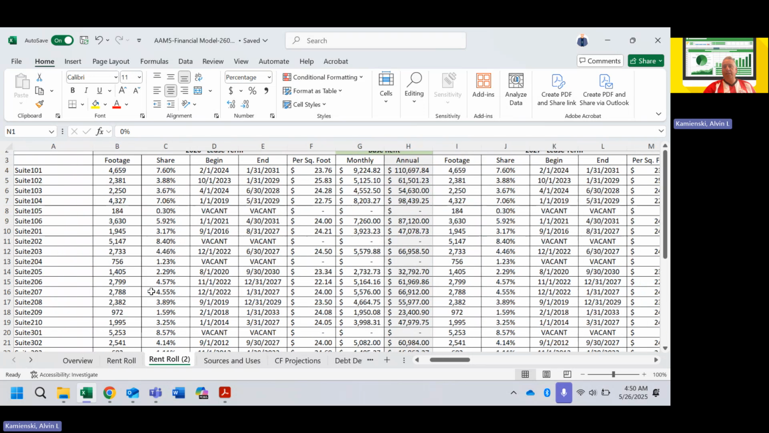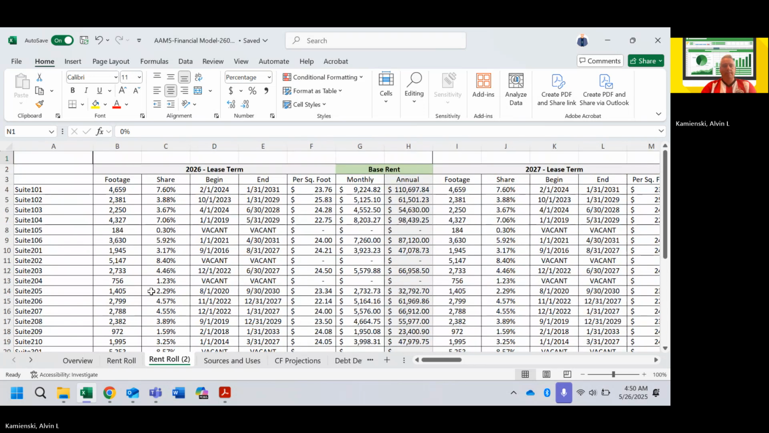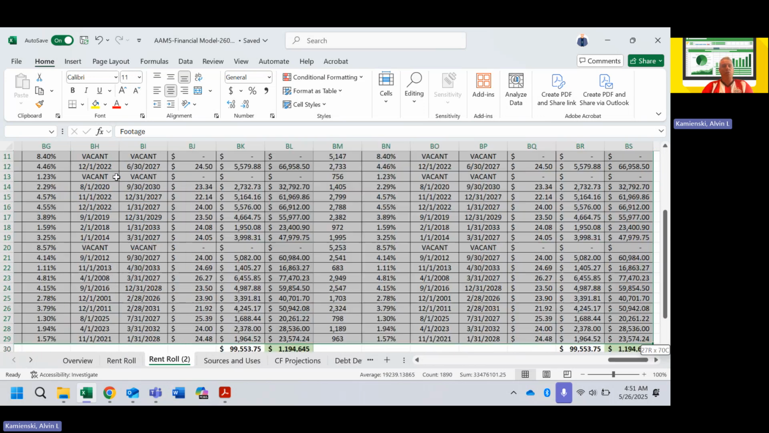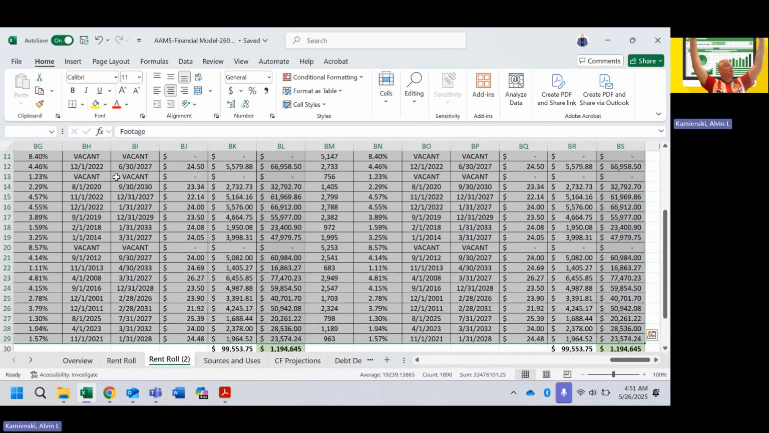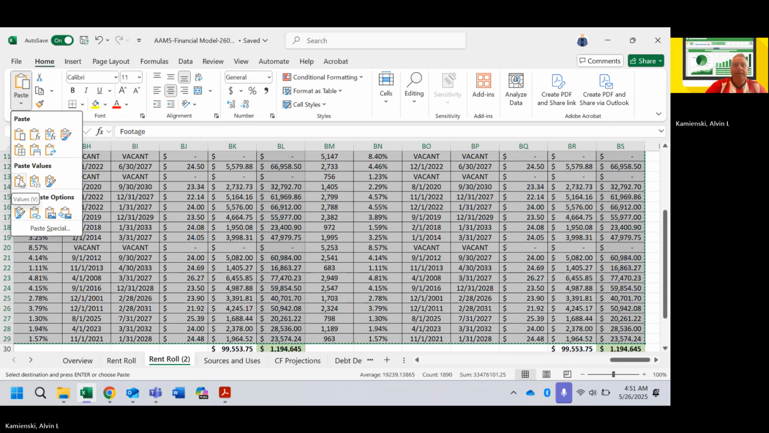All right, here's where the fun comes in. I'm going to put my cursor up in B3. I'm going to select all the way down and all the way over so that I'm picking all of my values. Copy all of your values and then paste them in as values.